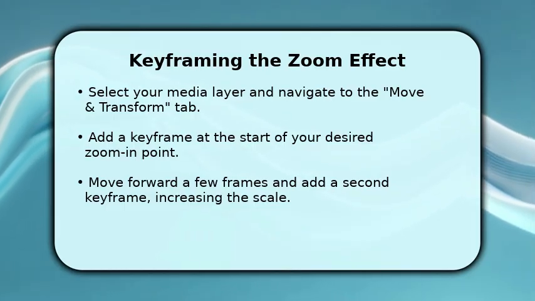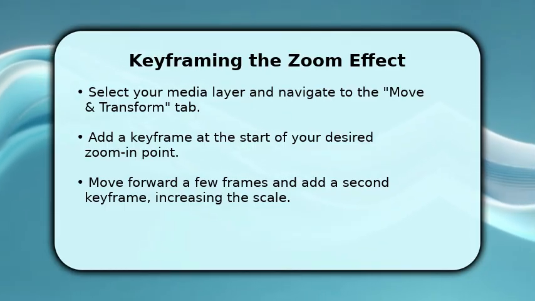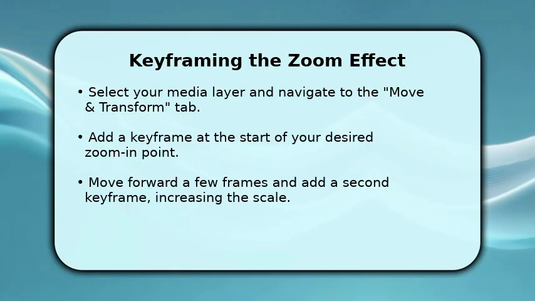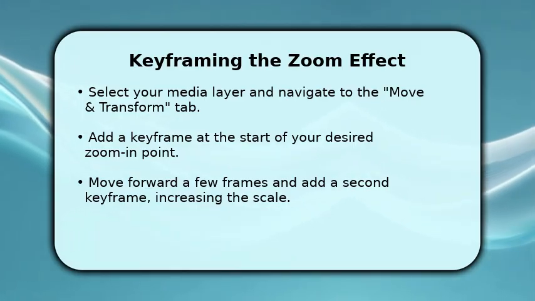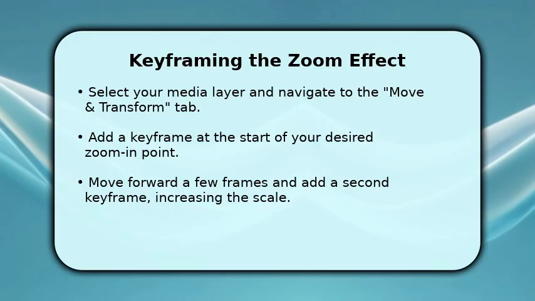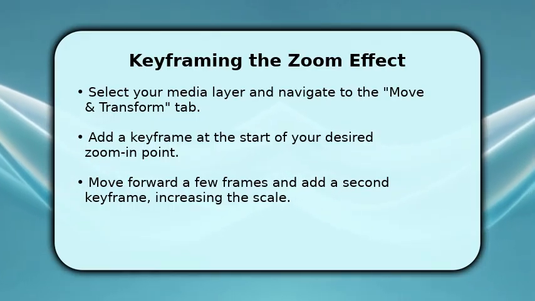Place your first keyframe at the exact moment you want the zoom to begin. Then, advance just a few frames, perhaps 5 to 10 frames, and add a second keyframe, significantly increasing the scale. Immediately after, add a third keyframe, returning the scale to its original 100%.